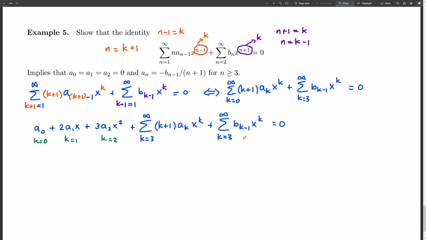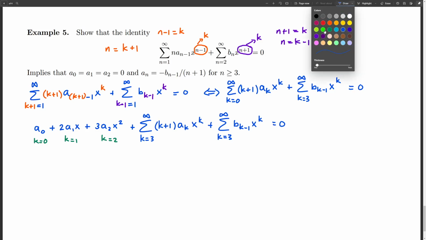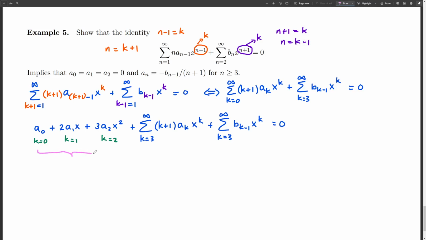Now, this identity holds for any x. So if this is true for any x, that means that a naught has to equal a1 has to equal a2 has to equal 0. Because otherwise this cannot be 0 for all x. So all of these three coefficients have to equal 0.